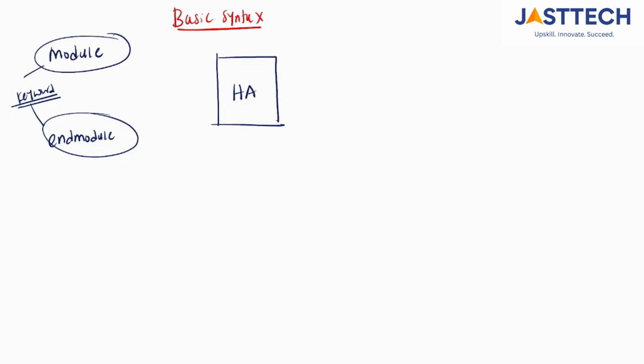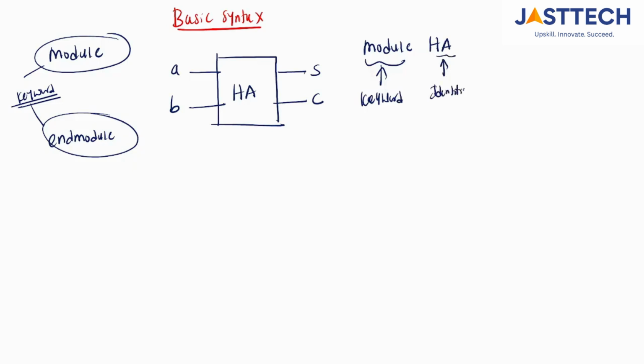Suppose if you consider half adder circuit, how many inputs are there? Two inputs are there, A and B, and how many outputs? Two outputs, sum and carry. So how to write? Module HA. So module is nothing but a keyword. This is the keyword, and next this is identifier, and port list.